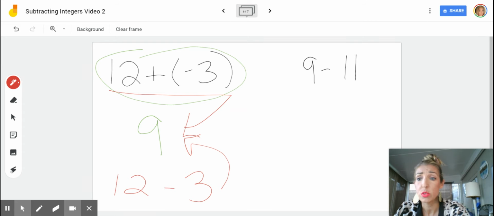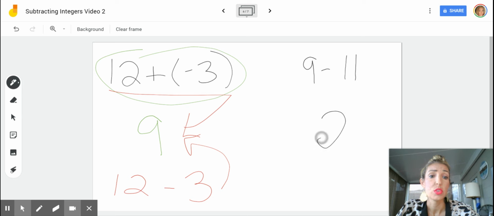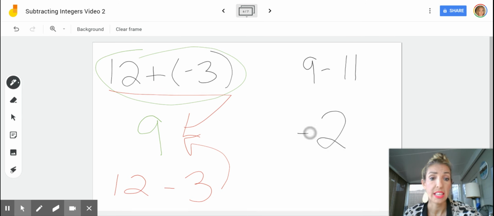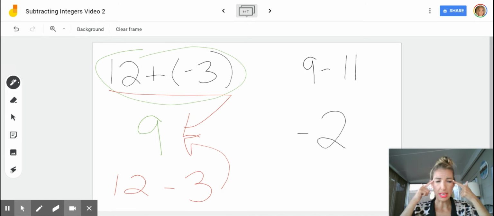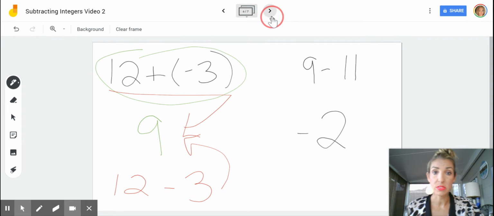All right, off to the right, 9 minus 11. What do we do here? +9, -11. Algorithm 3 again. Subtract, +9, -11. So I had more negatives, so -2. That makes sense because if I have a +9, spend $11, I'm in the hole $2 now. In the hole is like saying you're in the negatives.